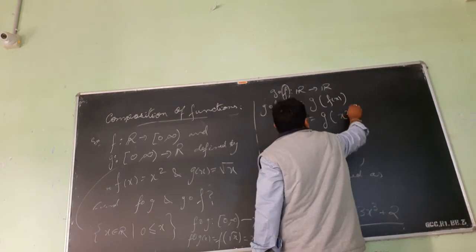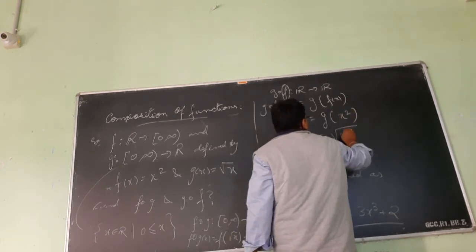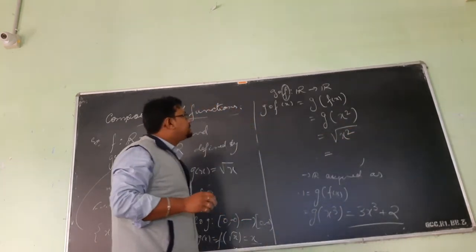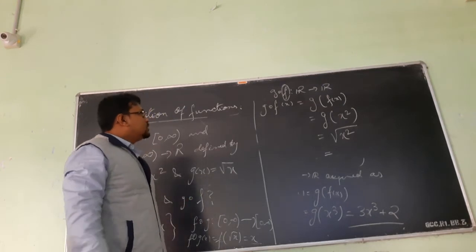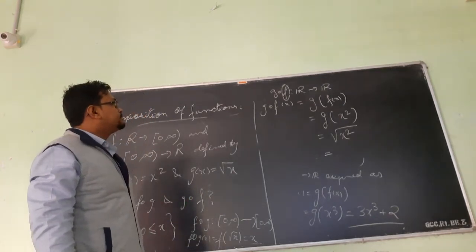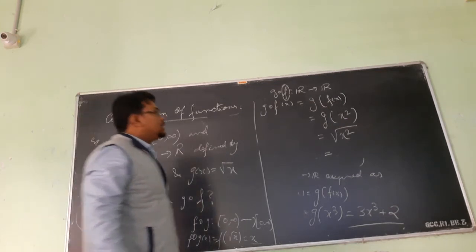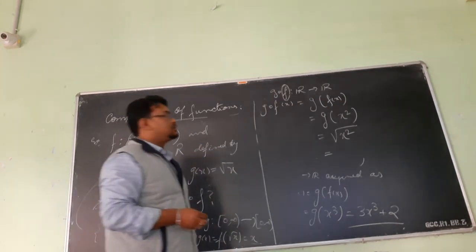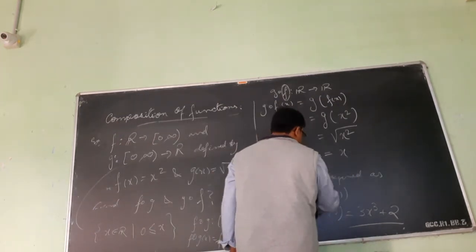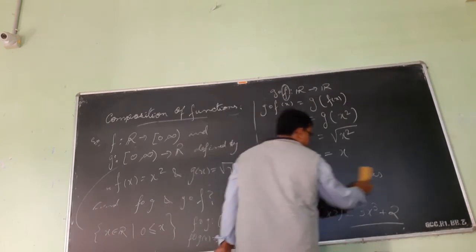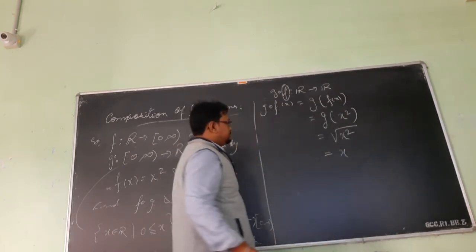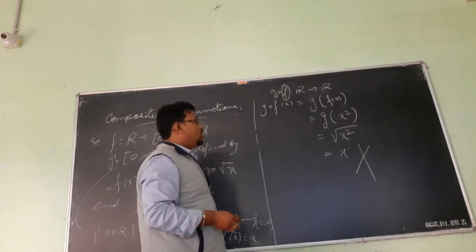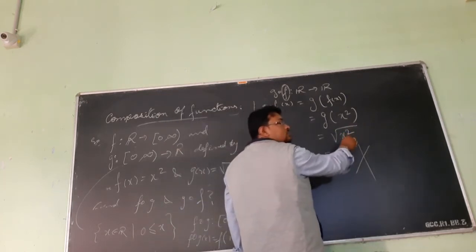F of x is x square, and x square is a positive one. So G of this is root over of x square. What is root over of x square? It is the positive square root of x square. What is that answer? x. But this is incorrect. Why is it incorrect? The correct answer is mod x. Root over of x square is mod x.